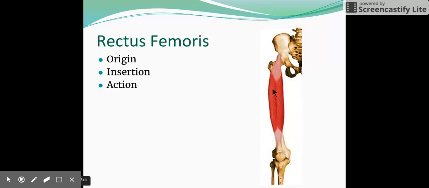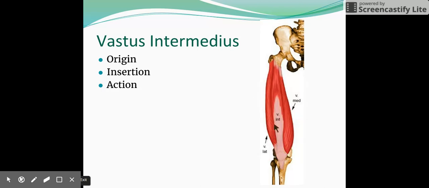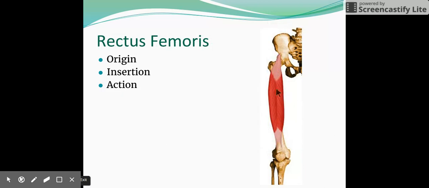Next, we have rectus femoris, and this is the last muscle in the quads. Its origin is at the iliac spine, right up here, and its insertion is at the base of the patella. And again, it extends the knee. You can't actually see it, but rectus femoris is actually underneath vastus intermedius, and it's sandwiched between vastus medialis and vastus lateralis on either side of it. So it's kind of encased in those vastus muscles.